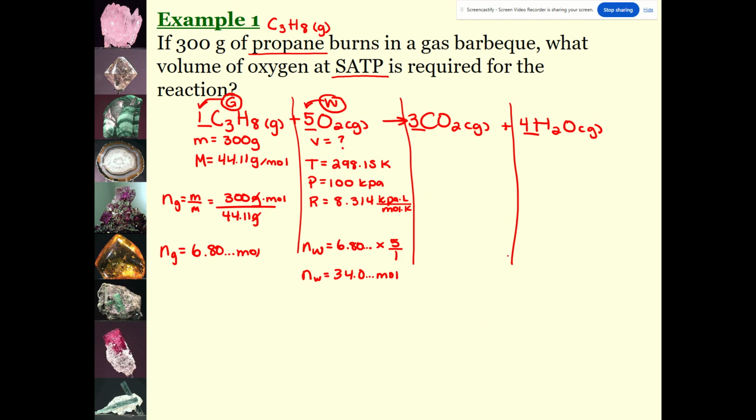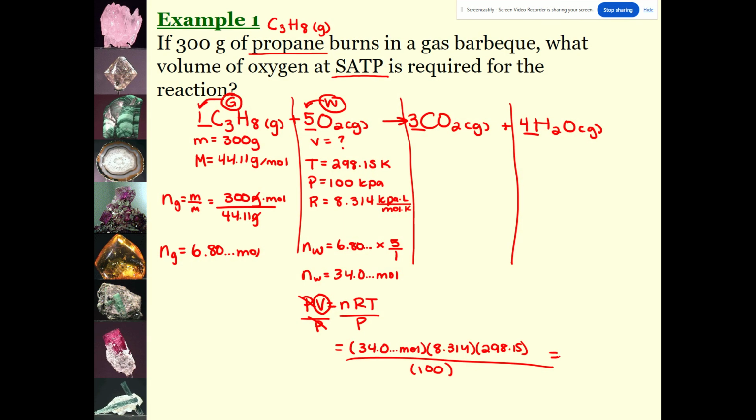Okay, so if I want to solve volume and I have n, R, T, and P, I'm going to use the formula PV equals nRT. And I'm going to solve for volume. I need to divide both sides by P to get P to cancel. So volume is nRT over P. Okay, so my n, again, I need to use that unrounded value that we got. R is 8.314. T is 298.15 Kelvin. And pressure is 100 kilopascals.